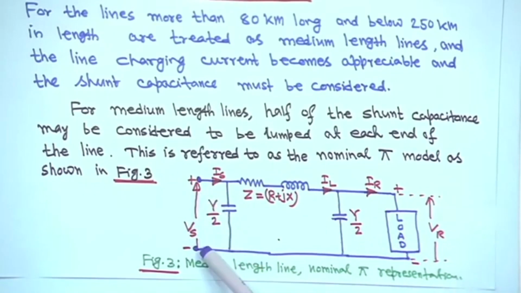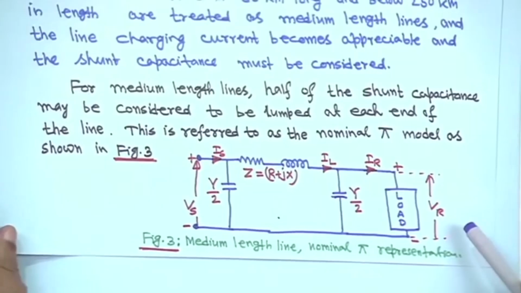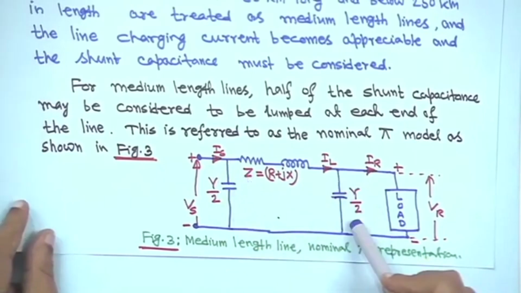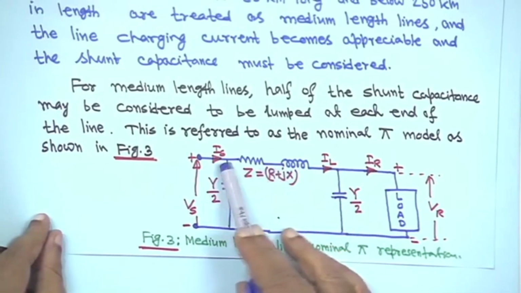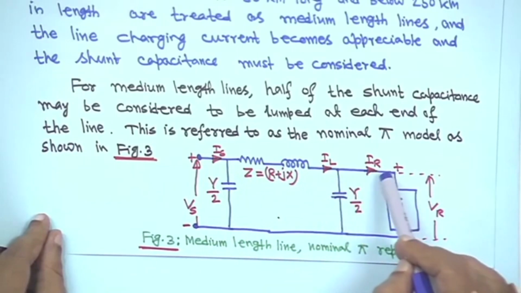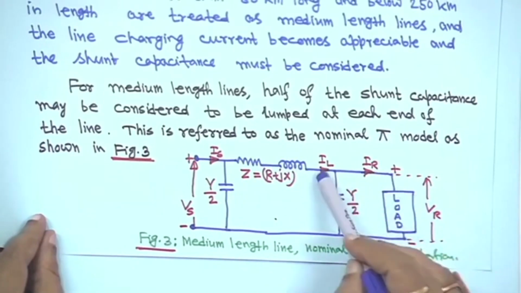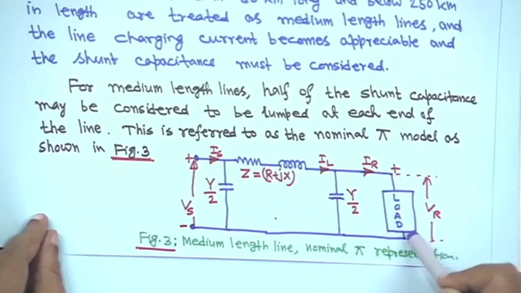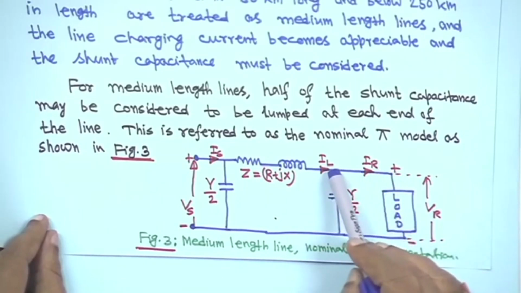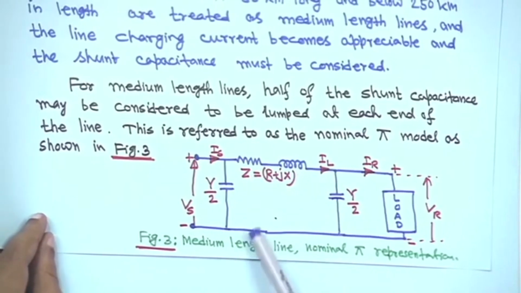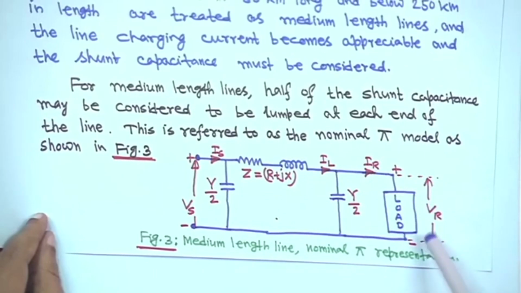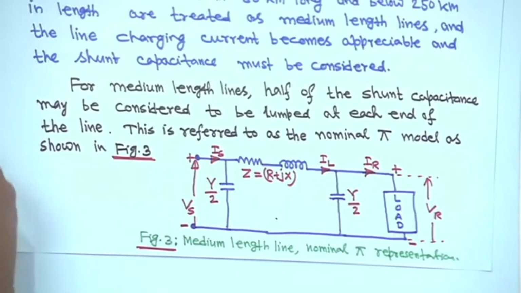The sending end voltage is Vs, the receiving end voltage is Vr, and this is the sending end current Is. Here Ic1, Ic2 are not shown. Current through this is Is, this is IL, and this is the receiving end current IR going to the load. IL stands not for load but for line, and receiving end current IR is the load current. The voltage across the load is Vr.